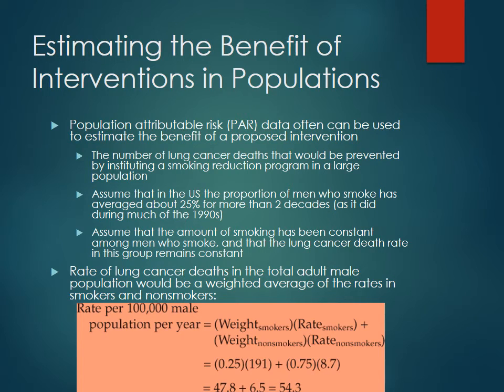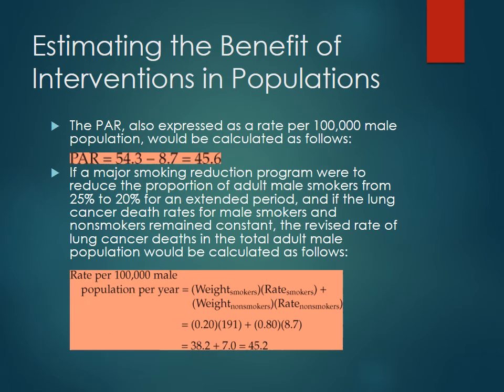Okay. So again, this is going to be the rate of lung cancer deaths that were due to those who were smoking, in excess, versus those who were not. So another way we could do this is that the PAR is also going to be expressed as a rate per 100,000 male population, and would be calculated as you can see here. So you did 54.3 minus 8.7, and we ended up having a number of 45.6.